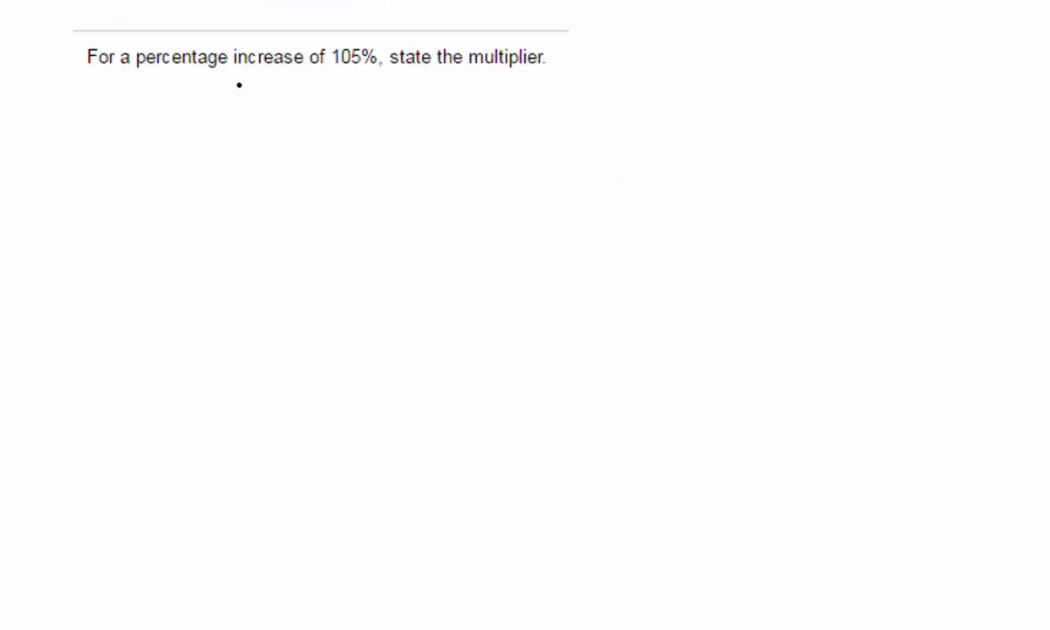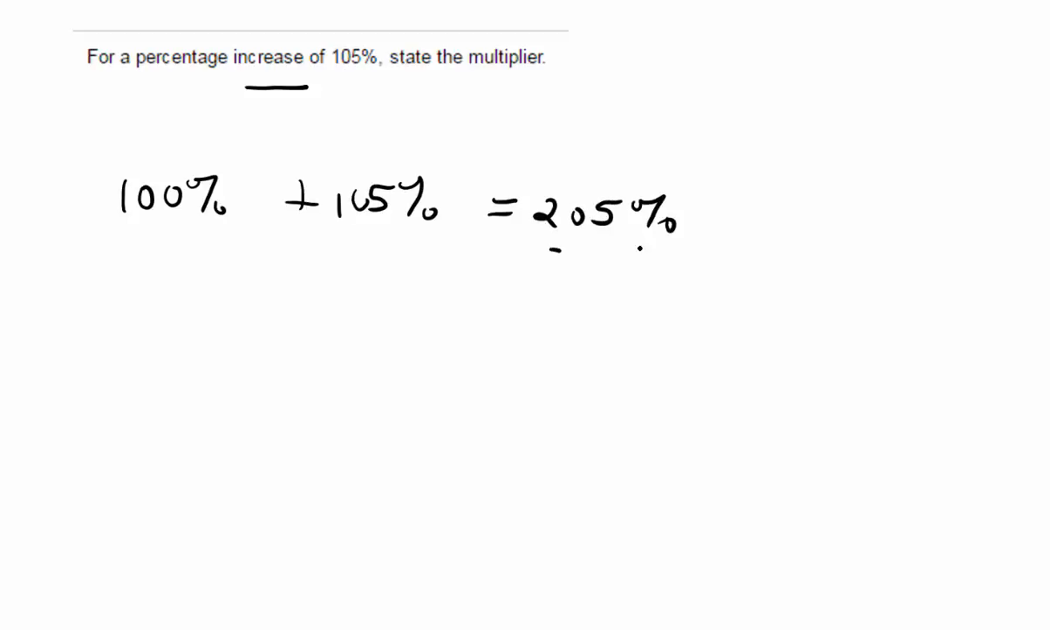For a percent, again an increase of 105%, state the multiplier. So again, we start at 100%, we're going to increase by 105%, and where do we end up? At 205%. And again, we're going to divide by 100 to get the multiplier, which is going to be 2.05.